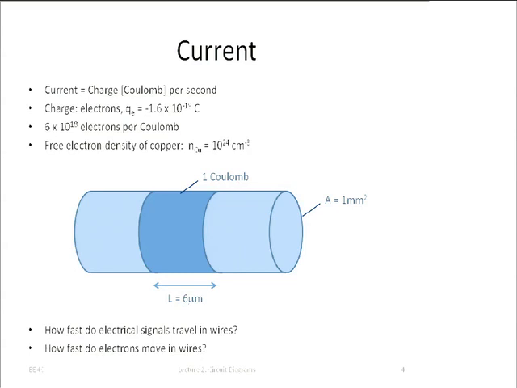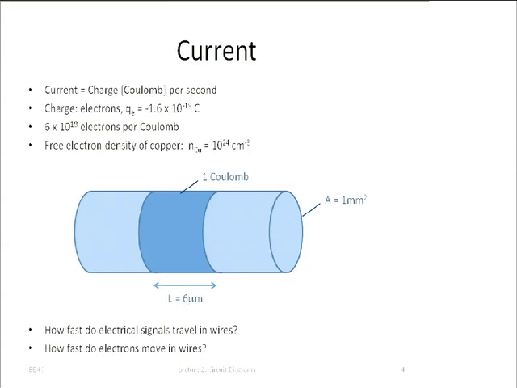And so we could then ask the question, how many of these free electrons do we have in a piece of copper? And the answer is approximately, depending on temperature and so on, 10 to the 24th electrons per cubic centimeter. Okay? That's how many electrons are available per cubic centimeter in copper.